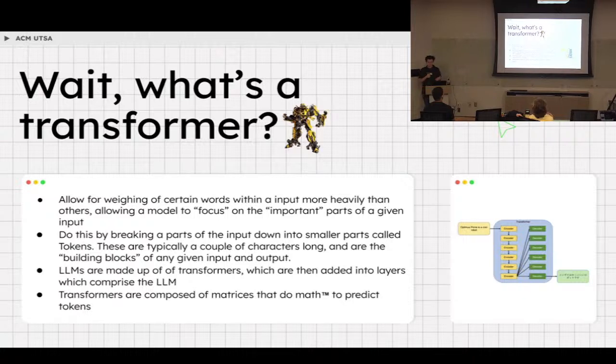To do this, what they are doing is breaking an input down into parts called tokens. These are typically a couple of characters long. It varies. There are tools for counting how many tokens are in a given input, but it's not something you can just count off the top of your head. It's not a standard kind of count. And then these LLMs are made up of these transformers, which are added into layers, which comprise the entire LLM. And the transformers are composed of matrices that do math to predict tokens.